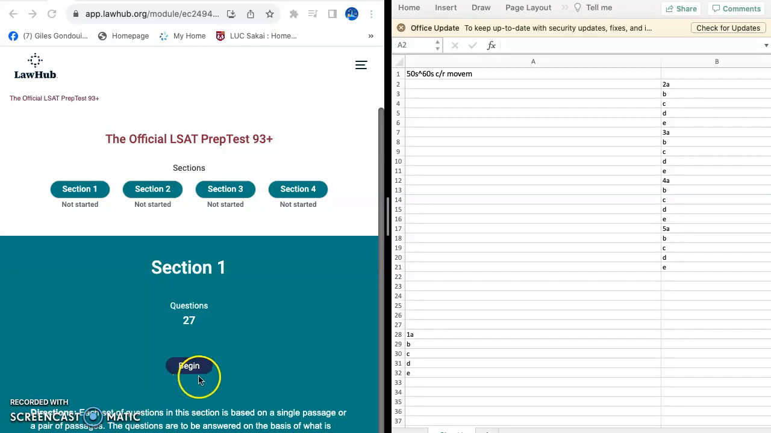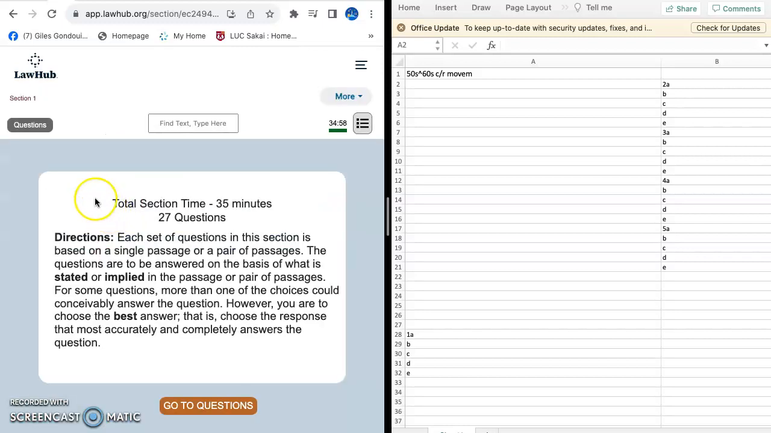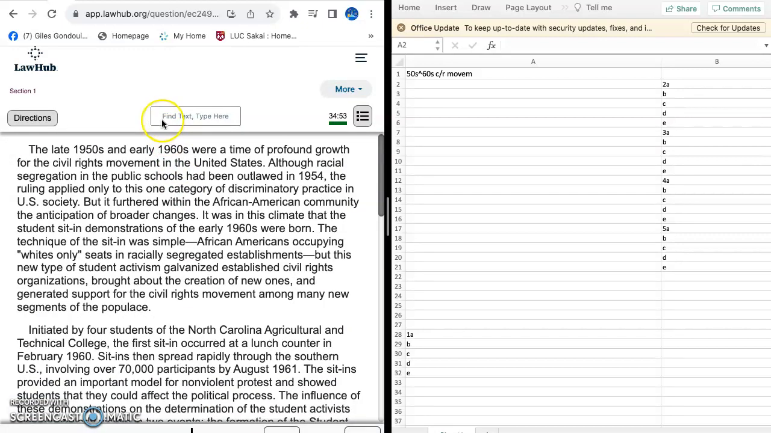Today we're going to be working on 93 prep tests, beginning with section 1. This is what you consider a reading comprehension. So we're just going to try to do the first passage and go from there. I already have the key highlighted for the initial sentence.